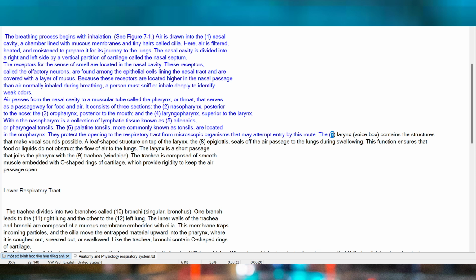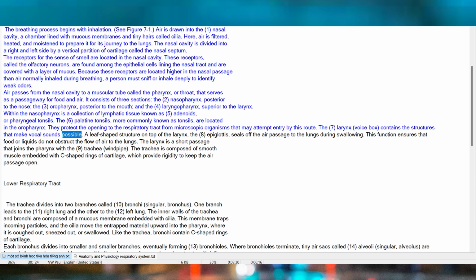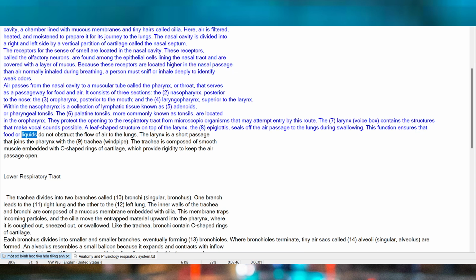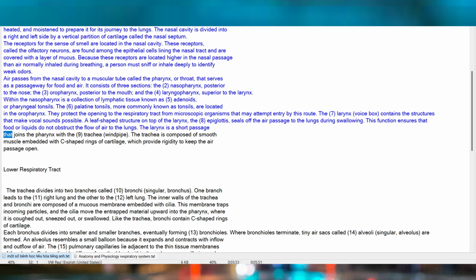The 7. Larynx, voice box, contains the structures that make vocal sounds possible. A leaf-shaped structure on top of the larynx, the 8. Epiglottis, seals off the air passage to the lungs during swallowing. This function ensures that food or liquids do not obstruct the flow of air to the lungs. The larynx is a short passage that joins the pharynx with the 9.